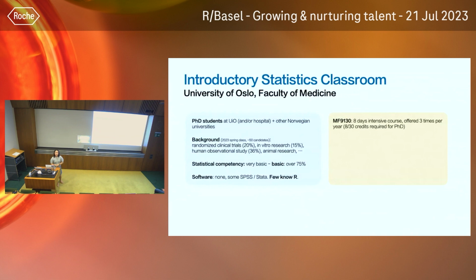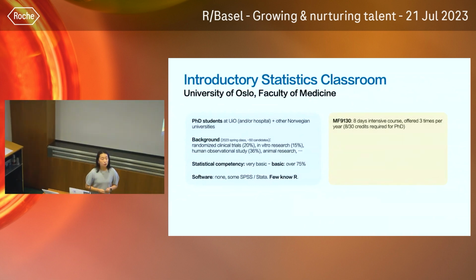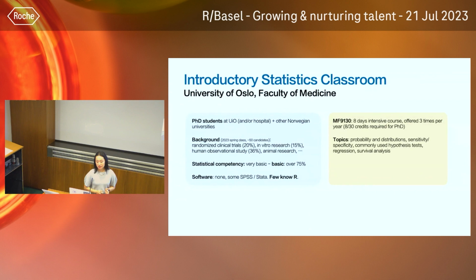And this course is an 8-day intensive course on introductory statistics, and it gives 8 out of 30 points required for the PhD. The topics are on the basic level, and rather broad. So we introduce tests and some probability and basic survival analysis. The format is on the traditional side in the past years: lectures and some hand computation exercises, and no emphasis on the software in the past.